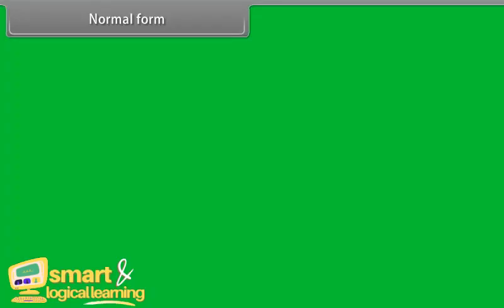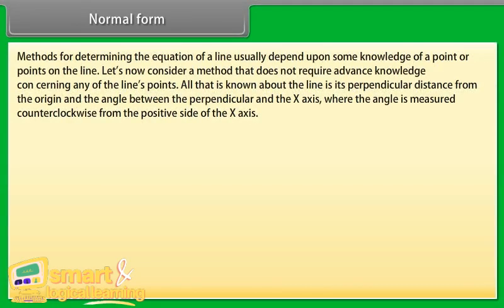Normal form. Methods for determining the equation of a line usually depend upon some knowledge of a point or points on the line. Normal form is a method that does not require advanced knowledge concerning any of the line's points. All that is known about the line is its perpendicular distance from the origin and the angle between the perpendicular and the x-axis, where the angle is measured counterclockwise from the positive side of the x-axis.